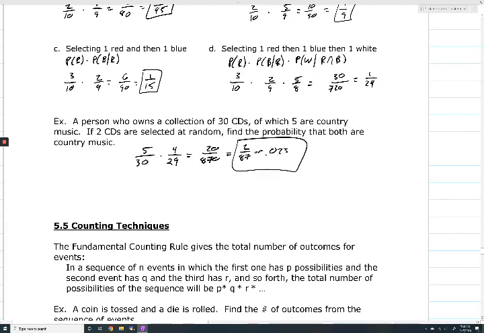We get our answer there. That is the end of 5.4.